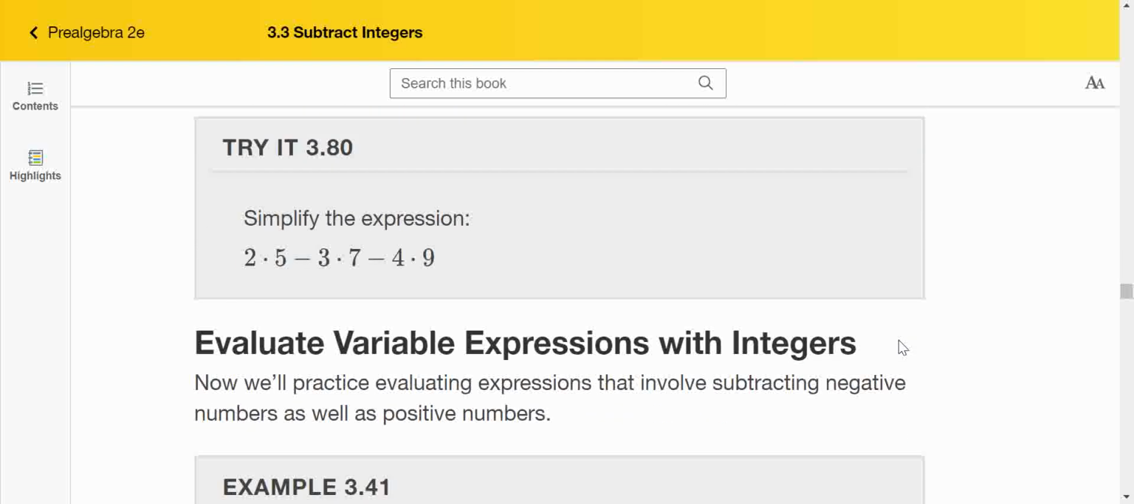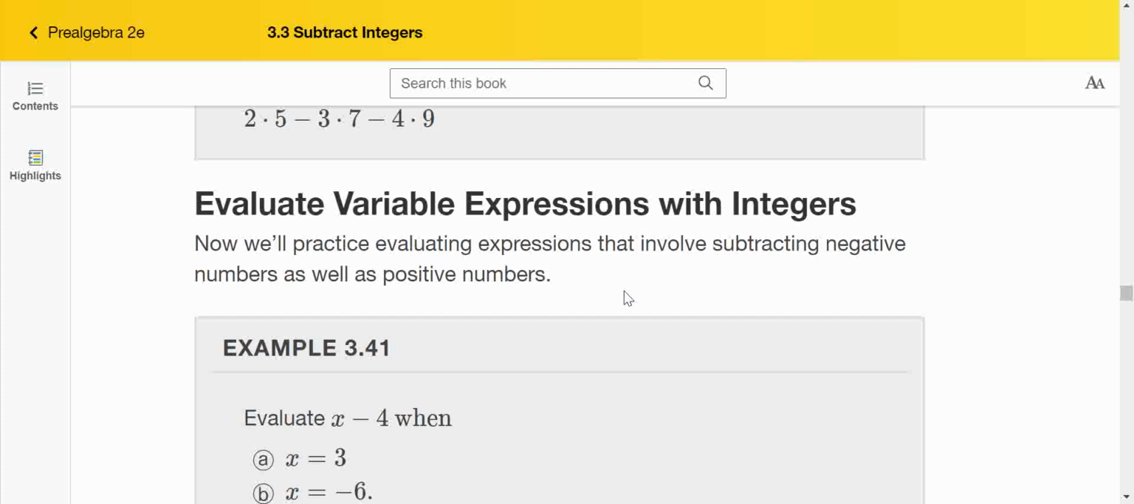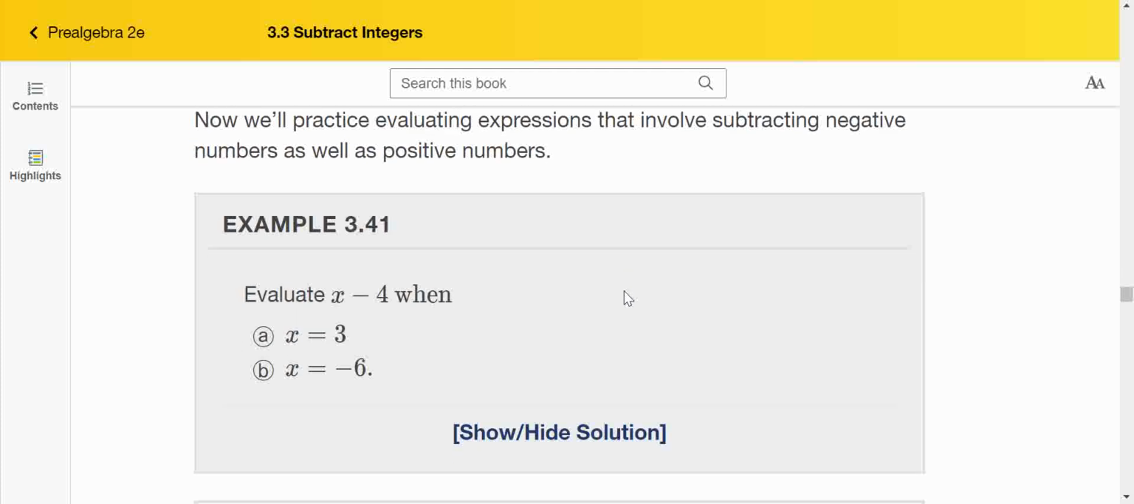Some try-it problems. Evaluate variable expressions with integers. Now we'll practice evaluating expressions that involve subtracting negative numbers as well as positive numbers. Example 3.41, evaluate x minus 4 when a, x equals 3, b, x equals minus 6.